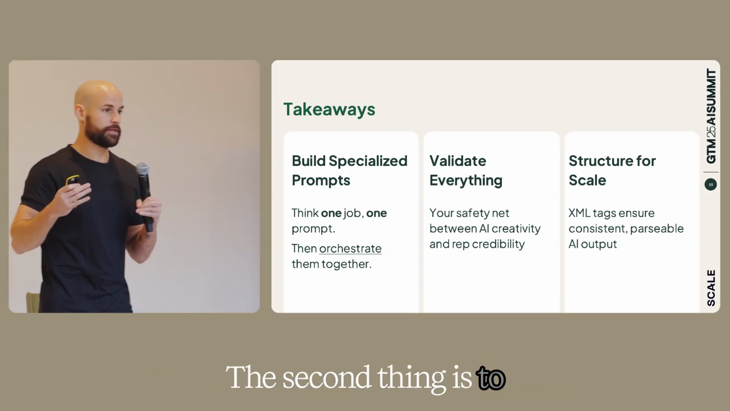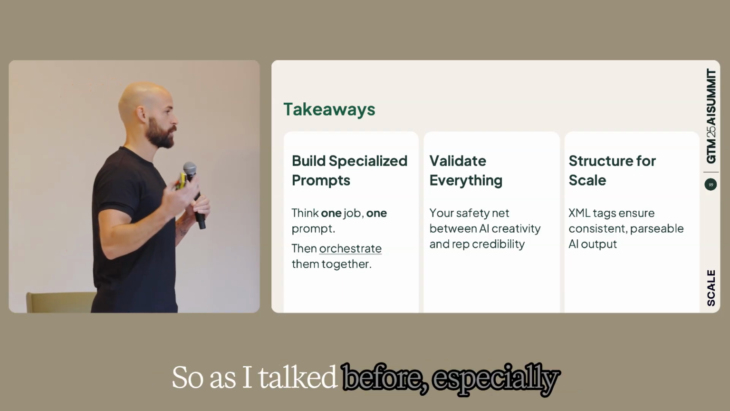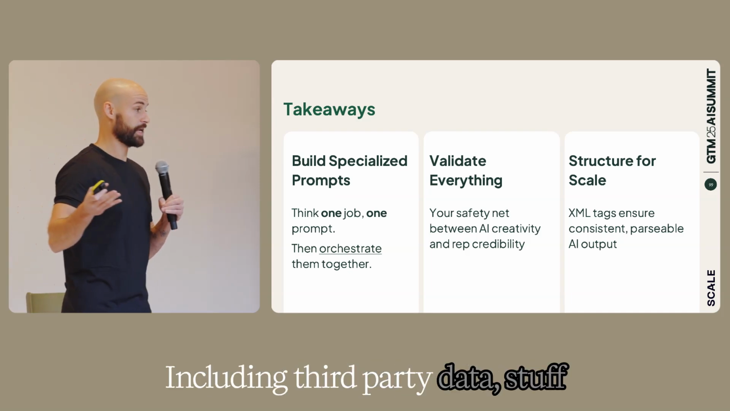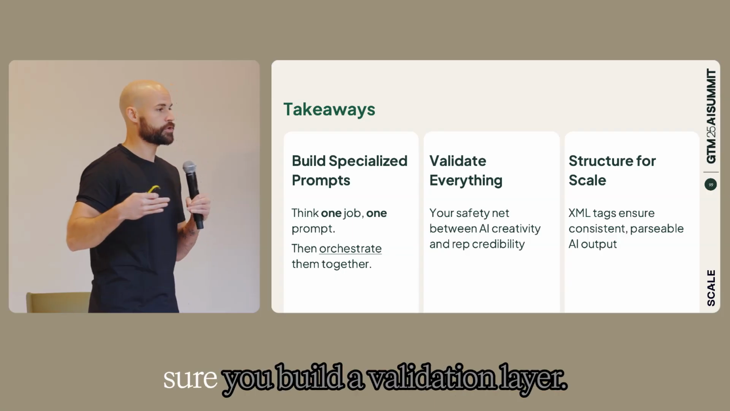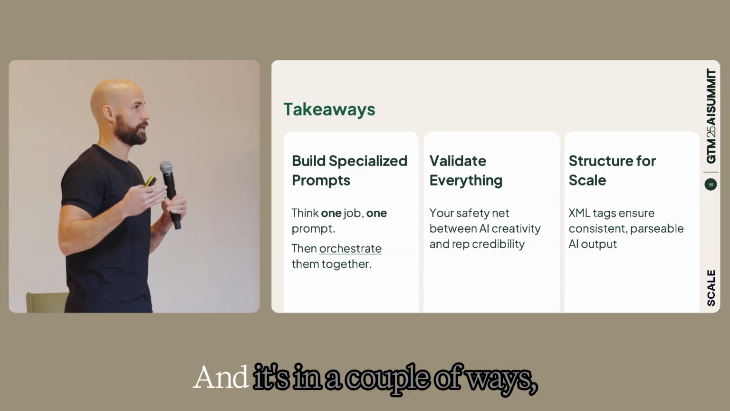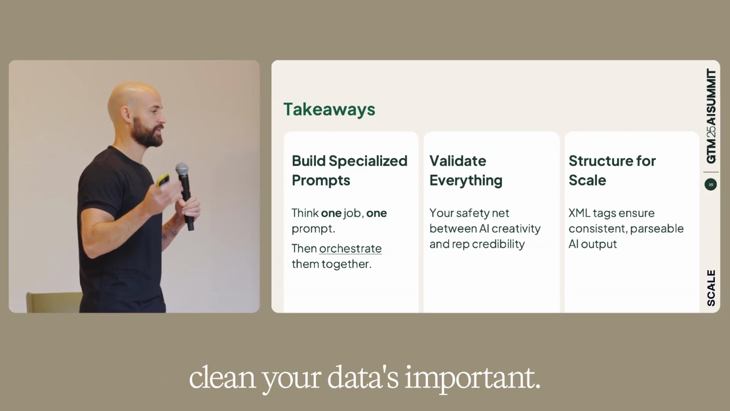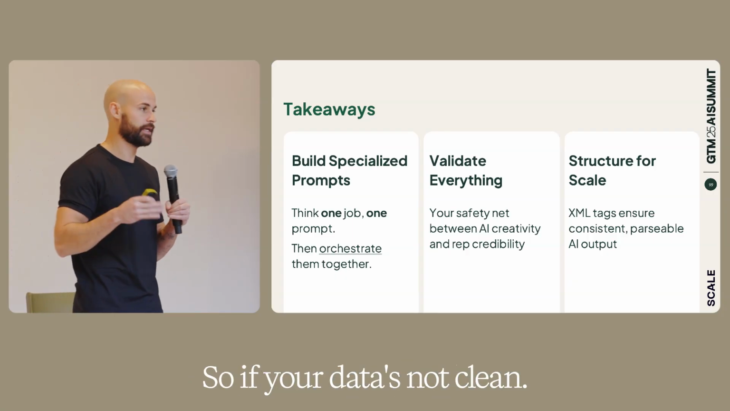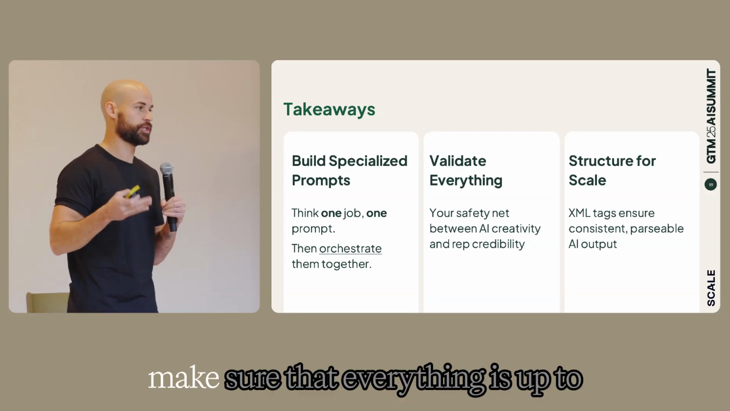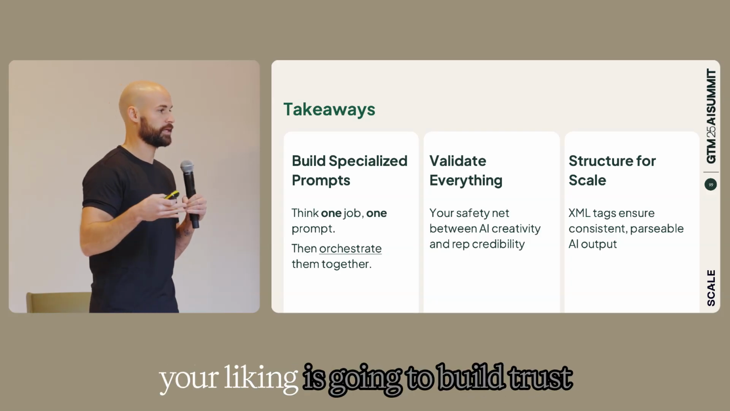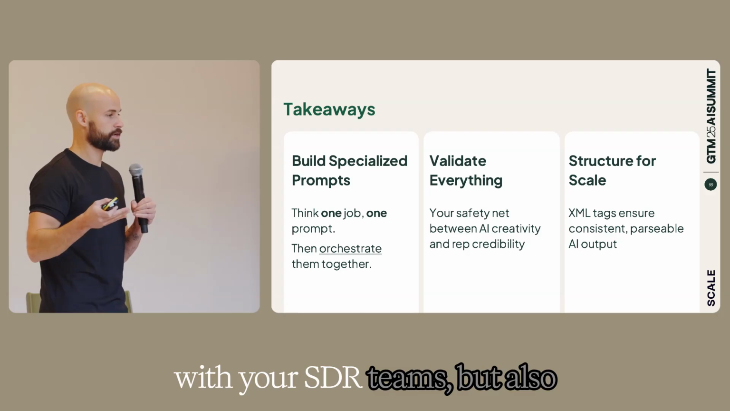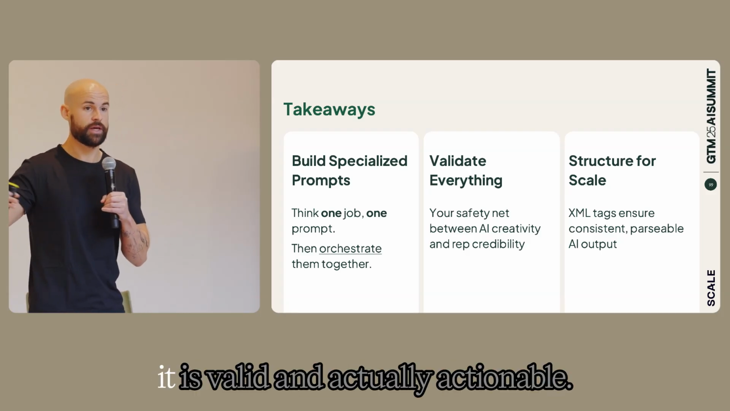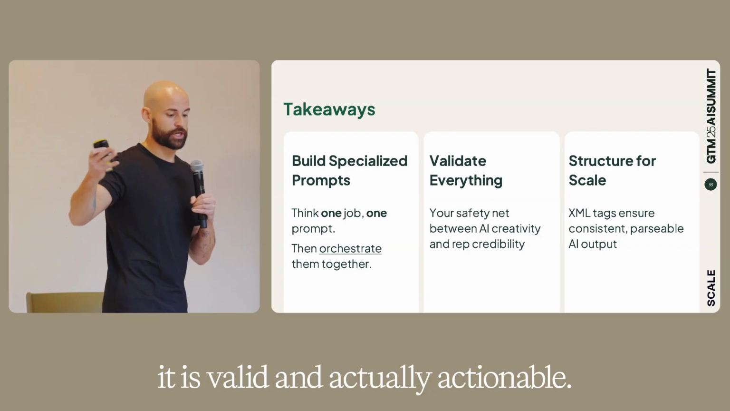The second thing is to validate everything. As I talked before, especially as you're doing things that are including third-party data, stuff that isn't fully vetted, make sure you build a validation layer. And it's in a couple of ways. Clean your data is important. Garbage in, garbage out, still a very real thing. So if your data is not clean, building in the validation layer to make sure that everything is up to your liking is going to build trust with your SDR teams, but also make sure that the emails and the content that you're sending out to whoever is going to be consuming it is valid and actually actionable.